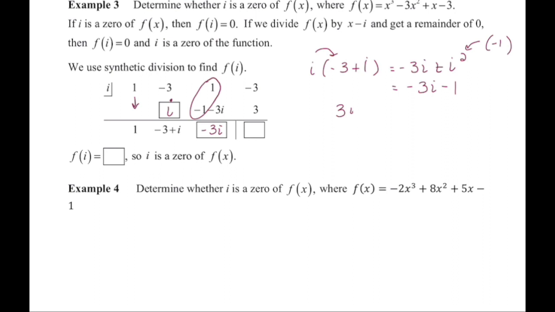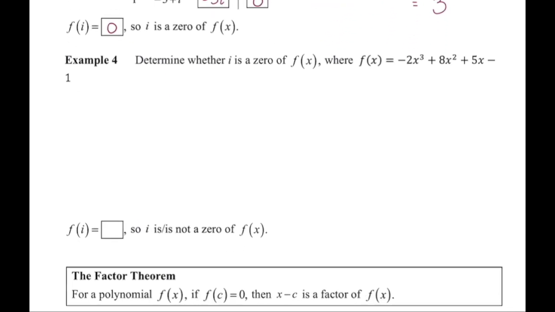And -3i times i gives me -3i squared. Again, replacing i squared with -1, this gives me a +3. So we end up with 0. So since f of i is 0, we know that i is a 0 of the function.